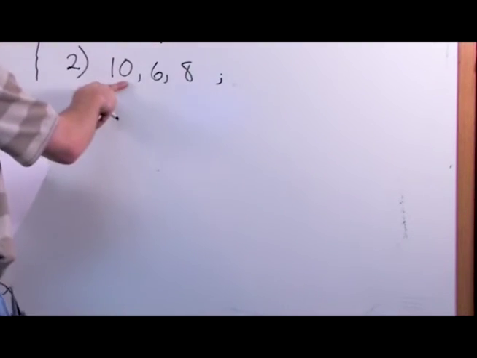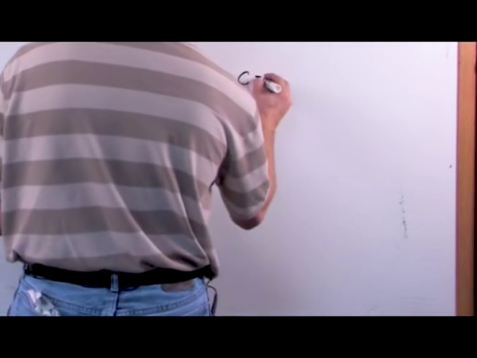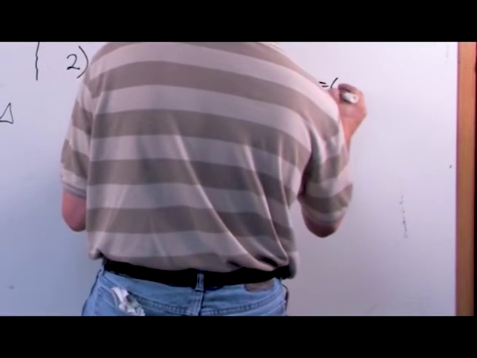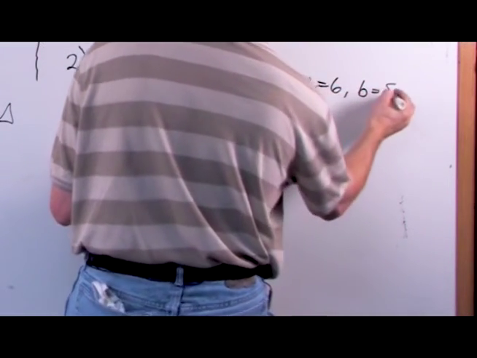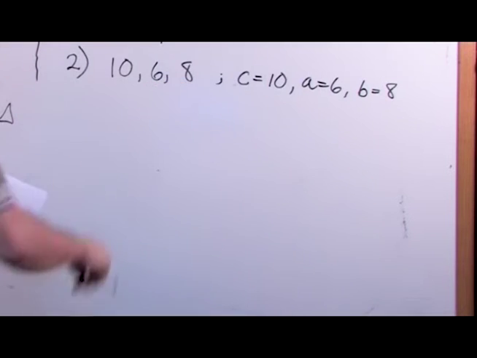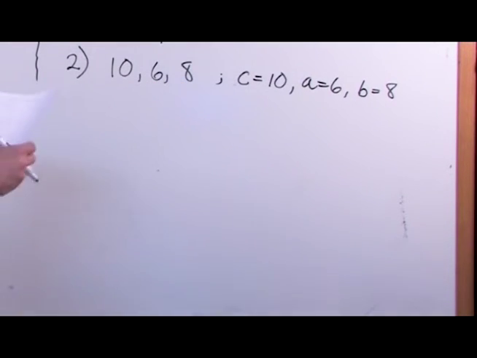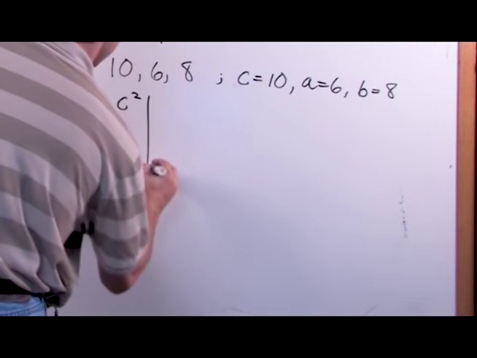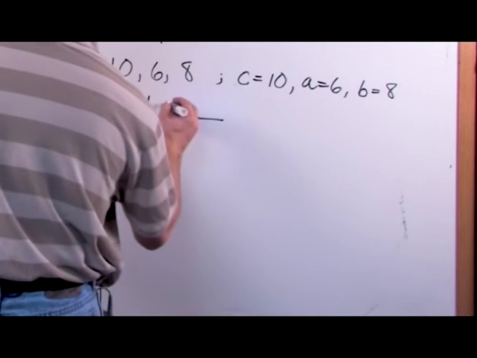You would look and you'd say, well, the longest side is 10, so I'm going to say that C is 10, and I'm going to say A is 6, and B is 8. Okay, because these are the other two legs there. And I'm going to go ahead and use the Pythagorean Theorem. And I would say, okay, I'm going to go ahead and make this table, because that's a good way to do this comparison.